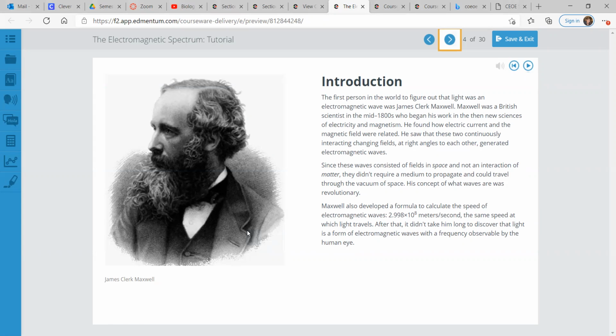Since these waves consisted of fields in space and not an interaction of matter, they didn't require a medium to propagate and could travel through the vacuum of space. His concept of what waves are was revolutionary. He also developed a formula to calculate the speed of electromagnetic waves, 2.998 times 10 to the 8th power meters per second, the same speed at which light travels. After that, it didn't take him long to discover that light is a form of electromagnetic waves with a frequency observable by the human eye.